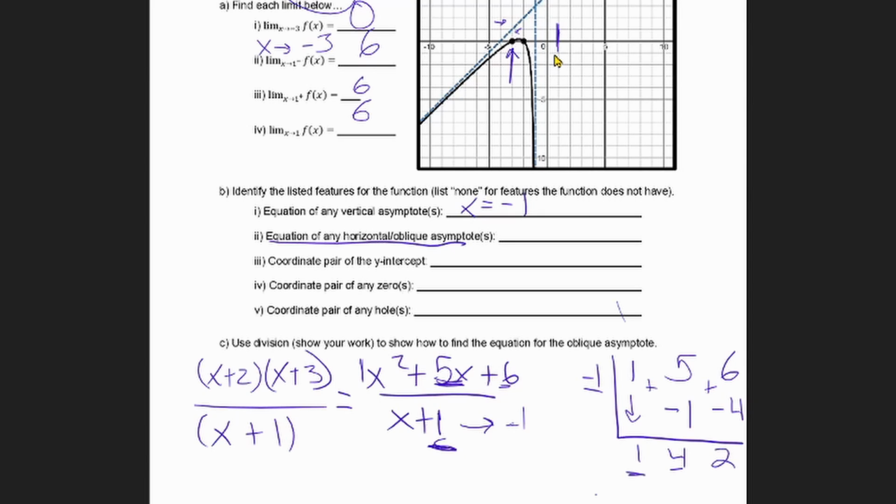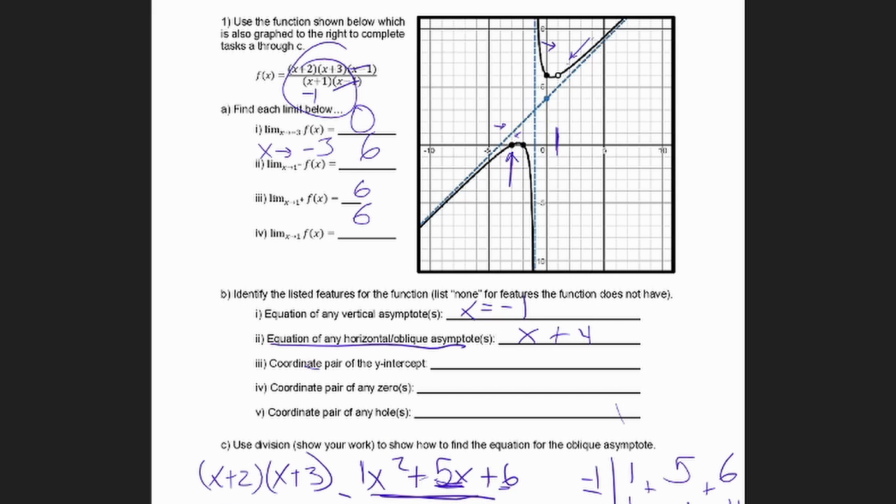So this is going to tell us the constants for what x squared plus 5x plus 6 divided by x plus 1 is. This would be an x plus 4, and the 2 would be our remainder, so we'll have 2 over x plus 1. So the equation for the horizontal or oblique asymptote is this part here, x plus 4.